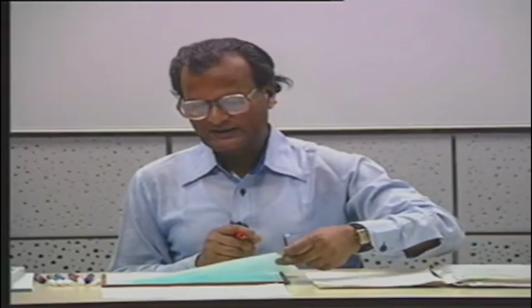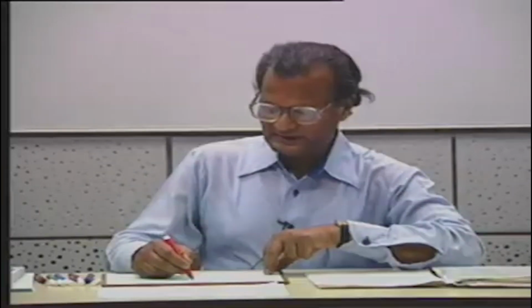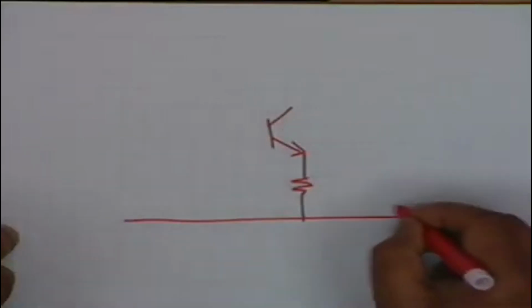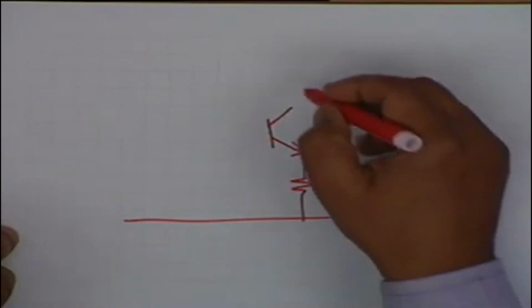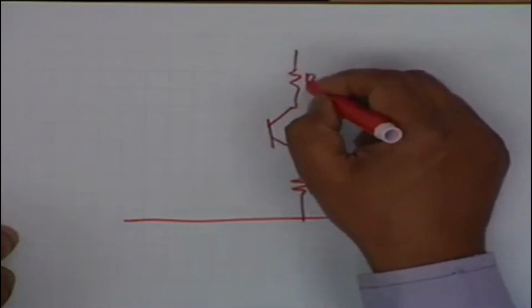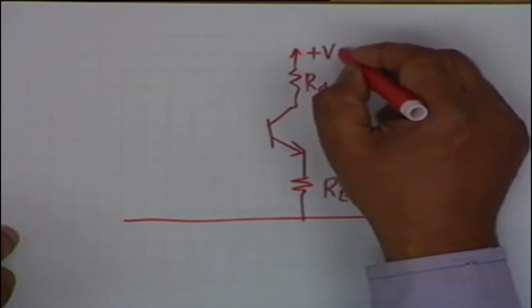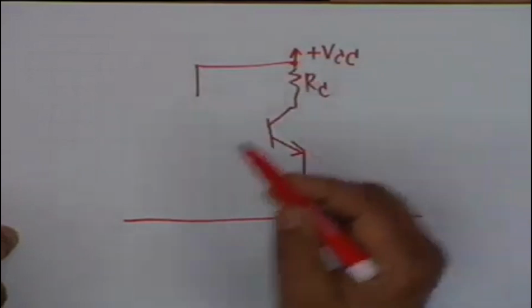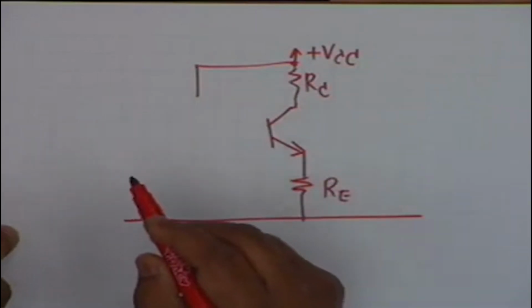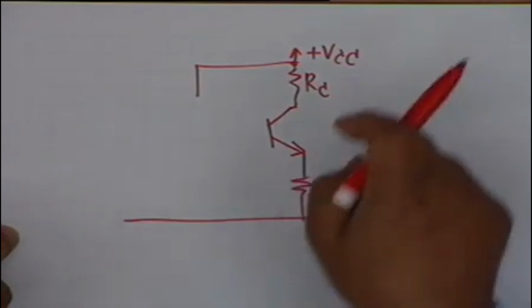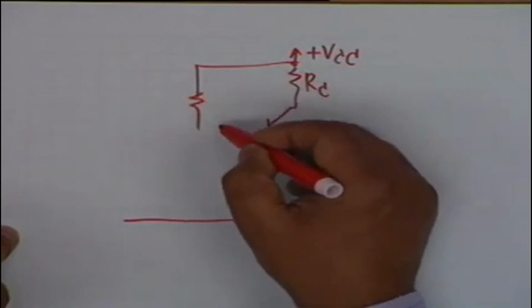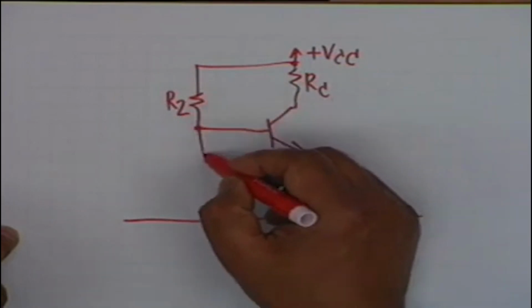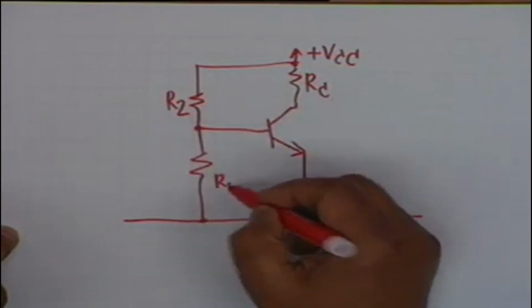Let me draw this again and explain how this helps in getting the bias stabilized. You have an emitter resistance Re, a collector resistance R sub C, this goes to plus VCC, because it is an NPN transistor. If it is PNP, then it would be the negative supply. Then you have a resistance R2 here, and the resistance from here to ground is R1.